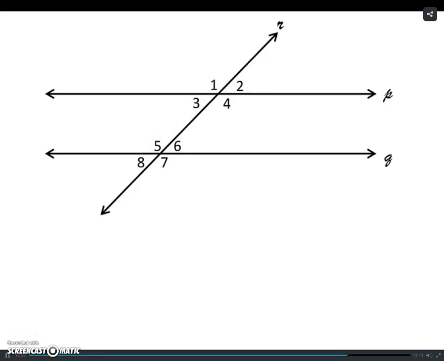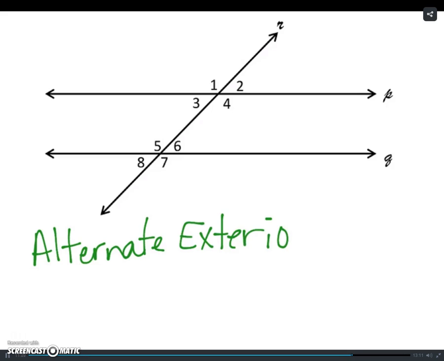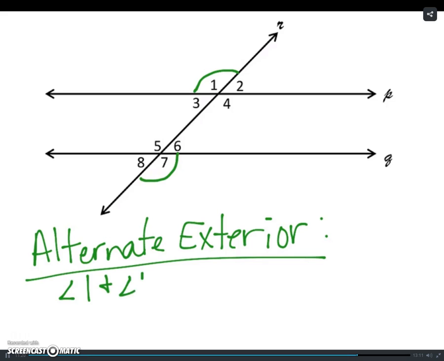Okay, next one. So next we're dealing with alternate exterior angles. And alternate exterior angles have to be on opposite sides of the transversal, and they have to be on the exterior of P and Q. So that would be like angles 1 and 7, or like angles 2 and 8. They're on opposite sides of the transversal and on the outside of the exterior of P and Q. One more.